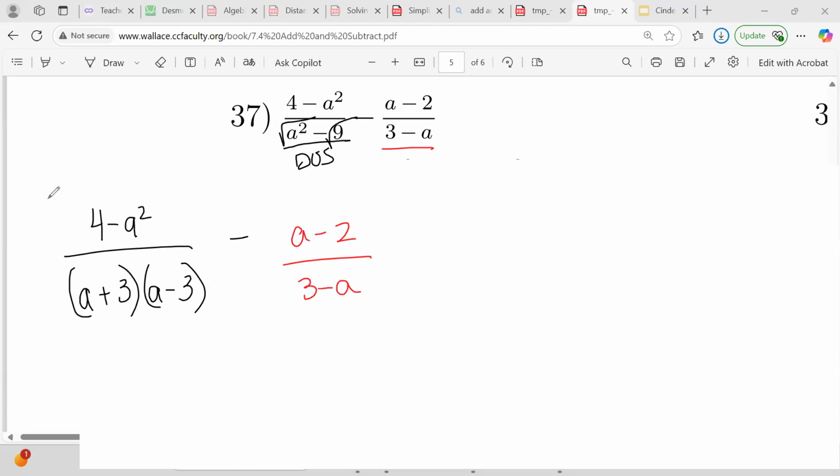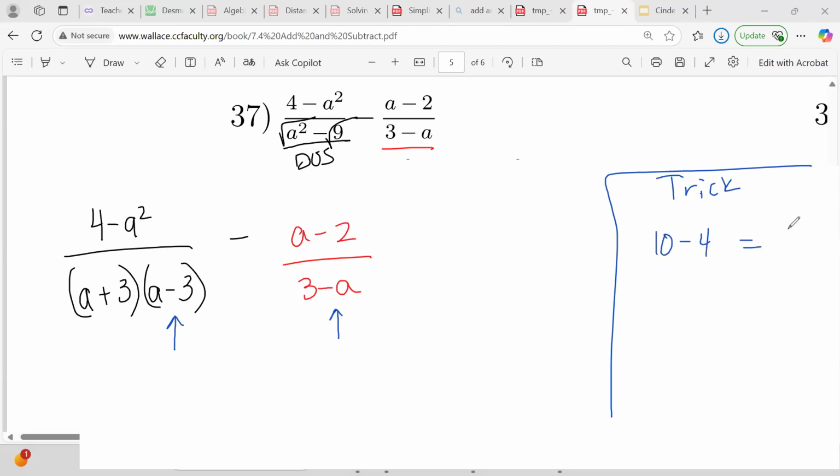Alrighty. So this is so close. See how this is a minus 3 and this is 3 minus a? Let me show you a trick. This does not have to do with the problem per se. What if I just had like 10 minus 4? You would tell me 6. What if I had 4 minus 10? You would tell me -6. So see how when these are switched, the answer just gets negated.